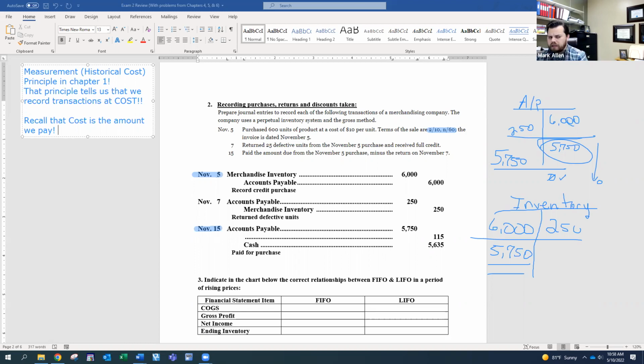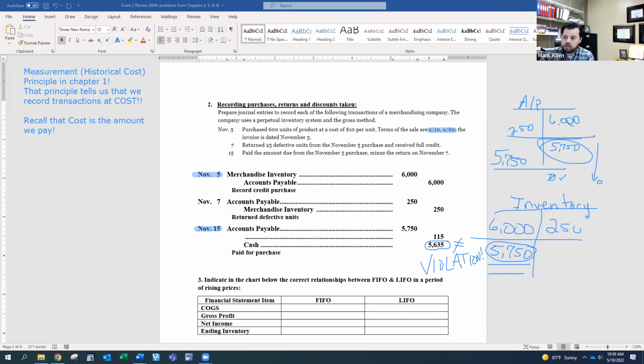You see what's happening here? Let's put this all together. Let's look at what just happened. If I leave my inventory at $57.50, which is where it's at right now, look at how much we actually paid, $56.35. Those two numbers are not the same. This is a violation of the historical cost principle. You are violating a GAAP principle if you do this.